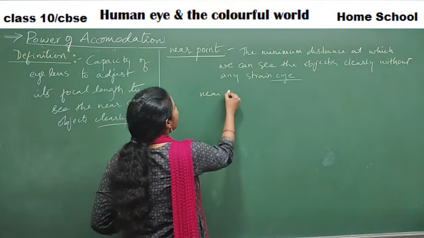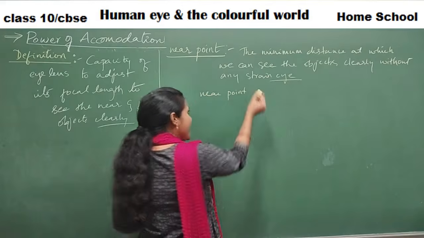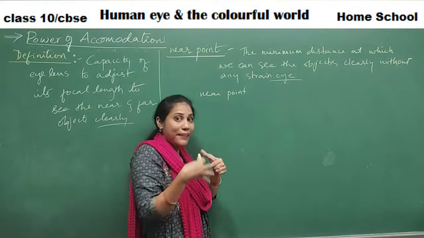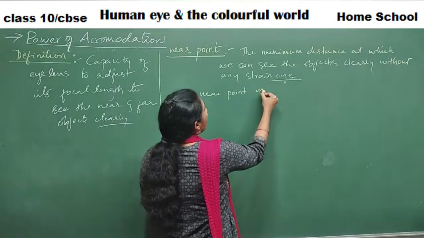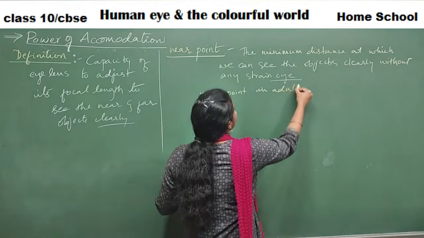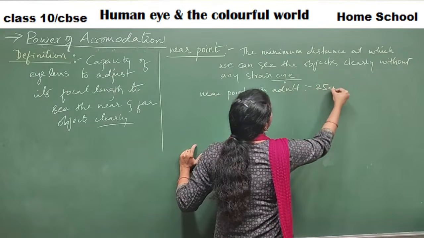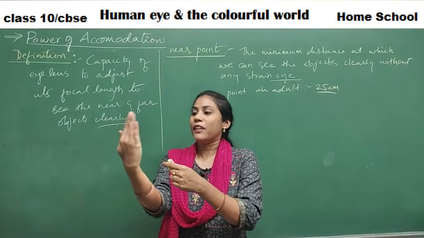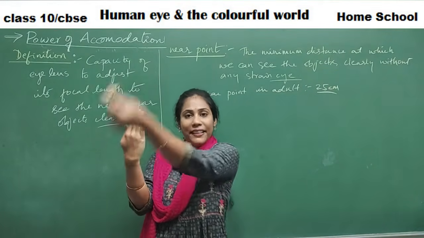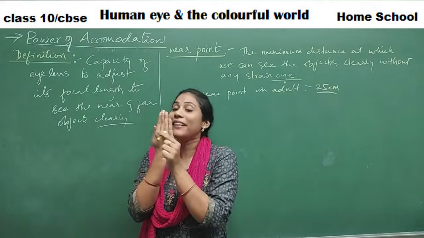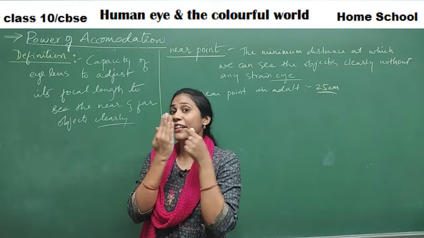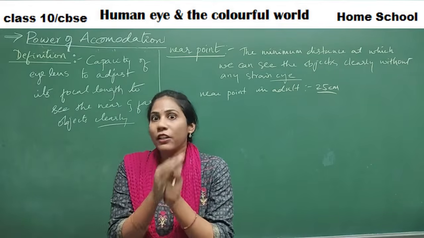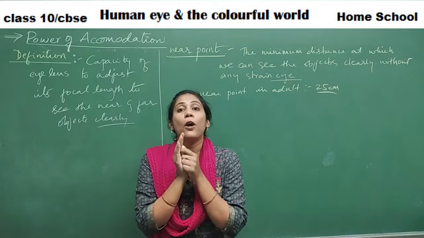I'm giving near point. That means at what point you can see the objects clear when you keep it near. Near point in a healthy adult is 25 centimeter. At 25 centimeter and beyond, it is very clear. But within that range, within 0 to 25 centimeter, when you keep the object, you will get strain on your eye and you can see the object blur.